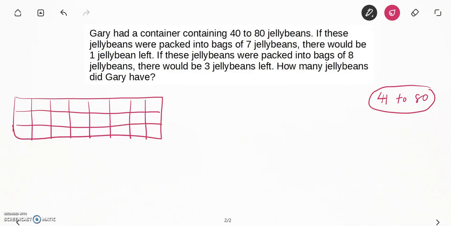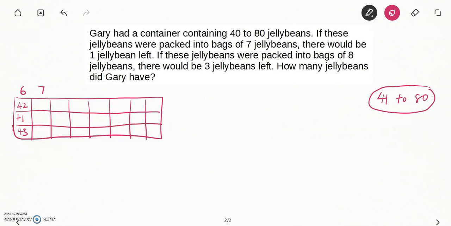Now let's say we need 41 to 80. So the first one, just like I demonstrated to you just now, it will be 6 packets. So 6 times 7 will be 42, then it will be 1 extra, so plus 1, which will give me 43. I'm just going to work out all the way until 80.